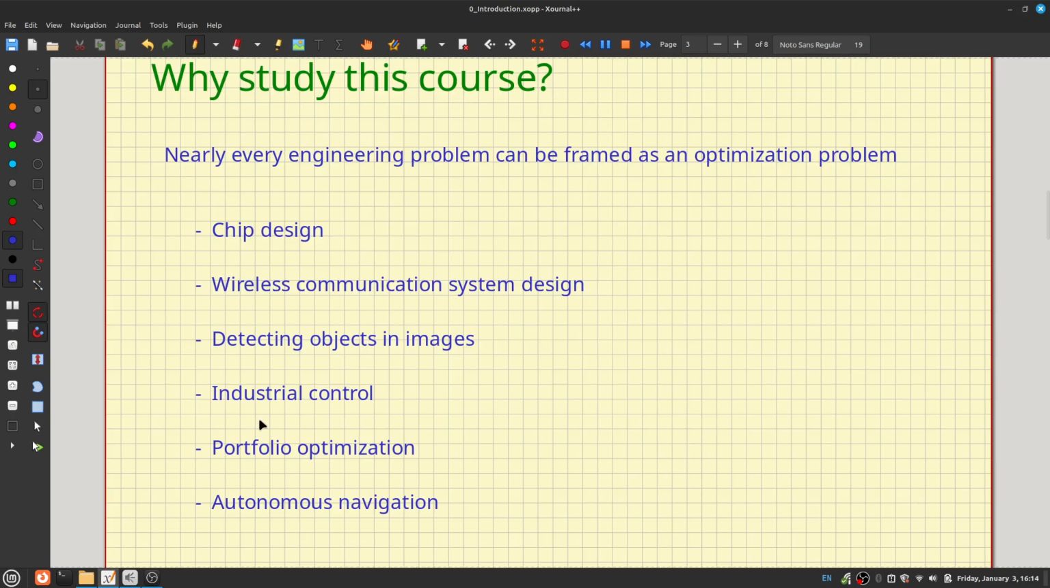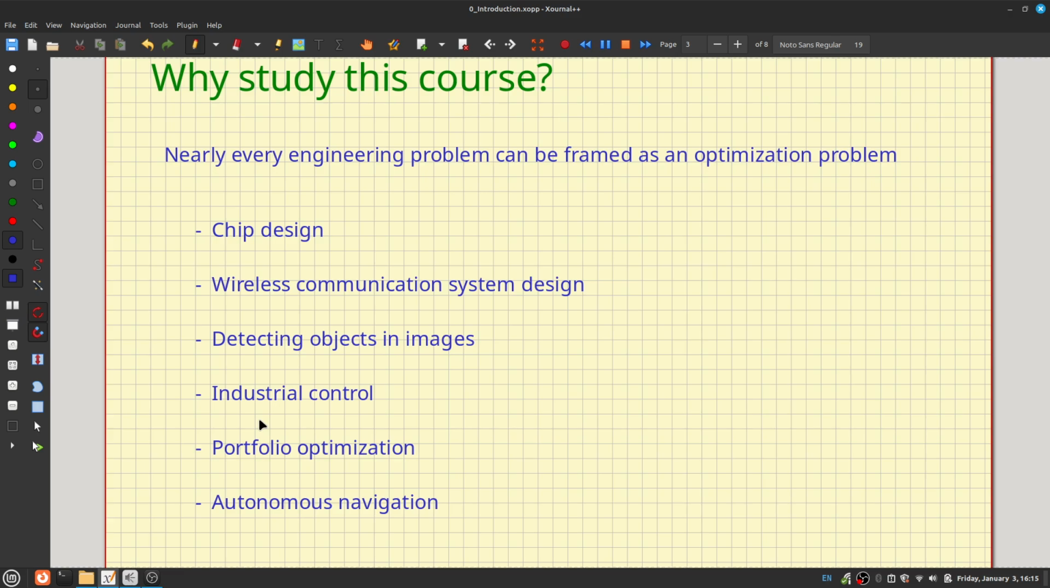So, why study optimization? What is this course all about? Essentially, optimization is important because almost every single engineering problem can be posed as an optimization problem. It doesn't matter what area you're working on. Almost everything is an optimization problem. For instance, if you want to do chip design, you want to pack the maximum number of transistors into a small enough area. So you want to, let's say, maximize compute within certain dimensions of the chip.